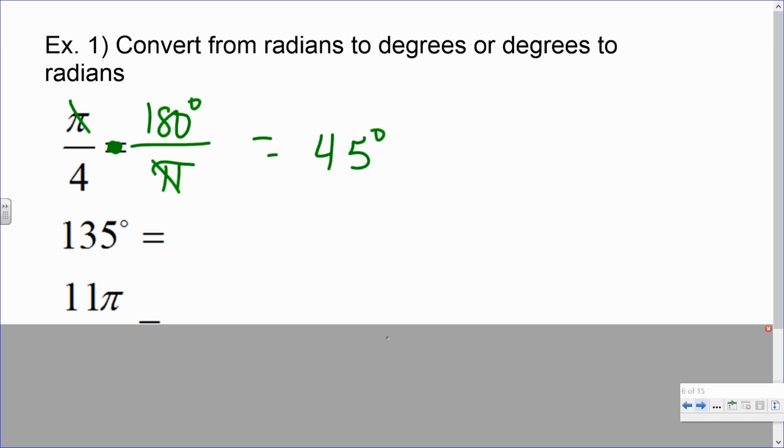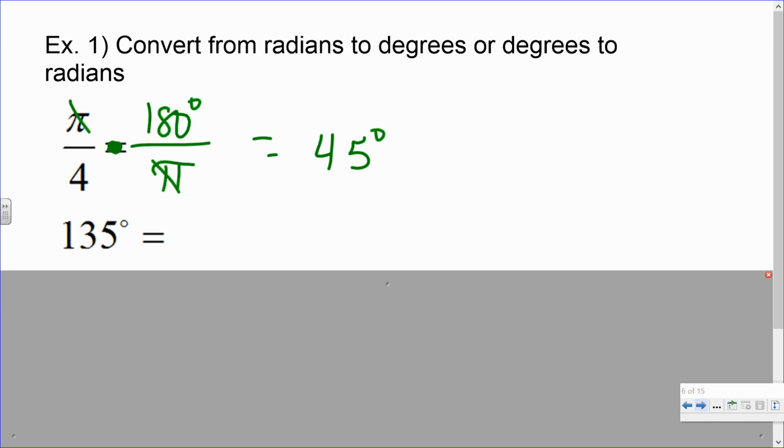So it worked. Okay, let's try 135 degrees. If we want to change that to radians, we need to divide by the degrees so that they will cancel out. So we need the 180 degrees in the denominator, pi in the numerator, degrees cancel, and let's see, 135 over 180, I think I can divide them both by 45 and get 3 pi over 4. Look at your unit circles. Are 135 degrees and 3 pi over 4 in the same position? Should be if you copied it out right.